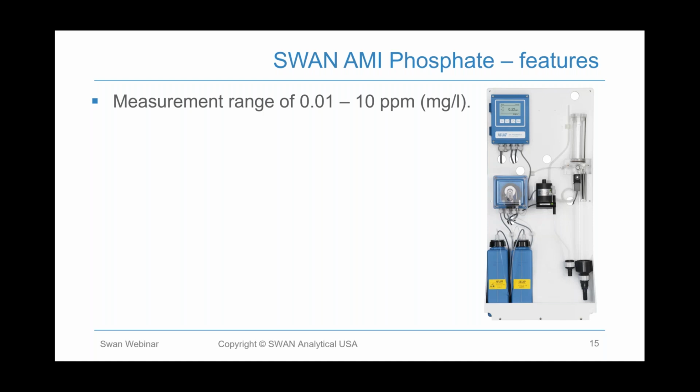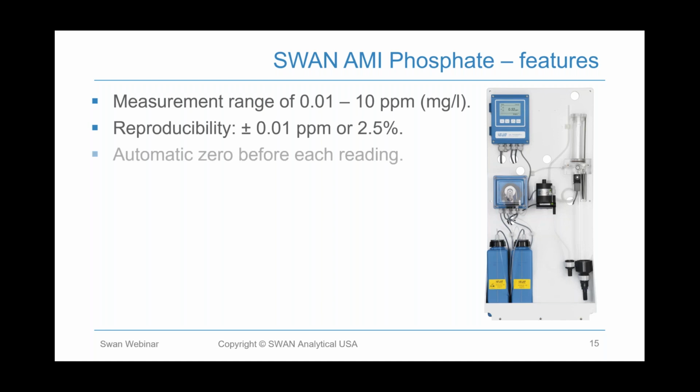So we're looking for monitoring online as a live stream of what's going on all the time, versus someone going out and taking a picture and bringing it back and saying, we think this is representative of what's happening in our system. This is the Swan Amy Phosphate Analyzer, and we'll dig in a little bit to some of those parts. The measurement range is 0.01 to 10 ppm. There's the reproducibility. It's very, very accurate.